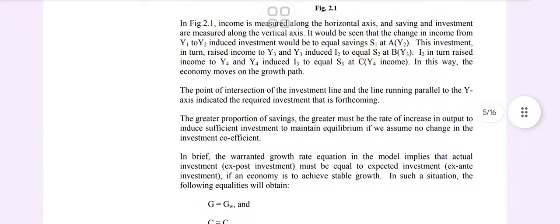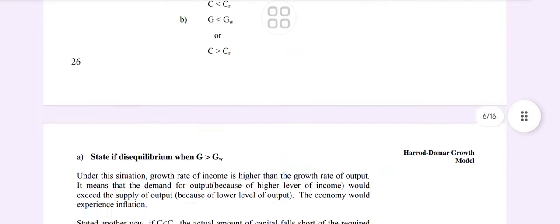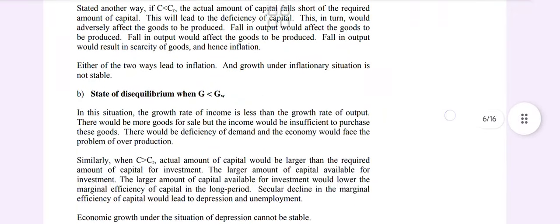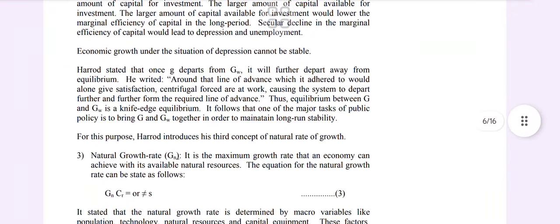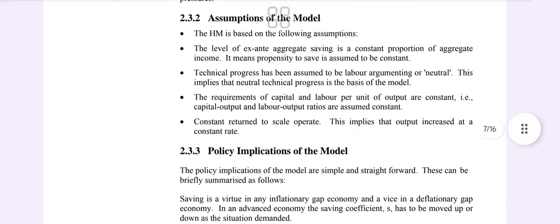So the point of intersection of the investment line and the line running parallel to the Y-axis indicates the required investment. The greater the proportion of saving, the greater must be the rate of increase in output. In brief, the warranted growth rate equation in the model implies that actual investment must be equal to expected investment. Okay, and the economy will be in equilibrium. There are two cases of disequilibrium: if G is greater than GW, or if G is less than GW, when economic growth will be under depression. So these three are there.